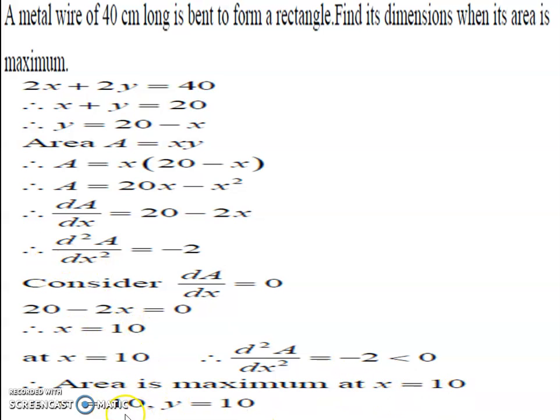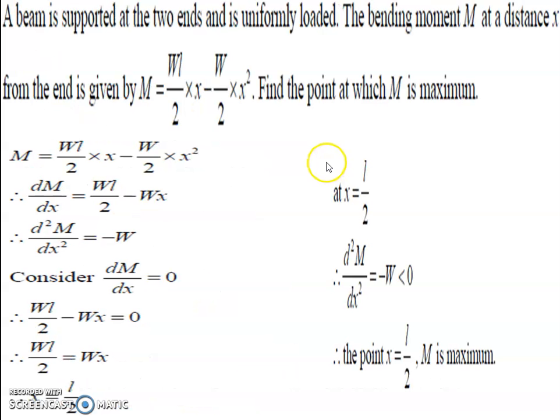So we put x equal to 10 in the above equation. So we have 10 into 20 minus 10, so obviously y is 10. So x equal to 10, y is equal to 10, which is a very interesting and useful example.